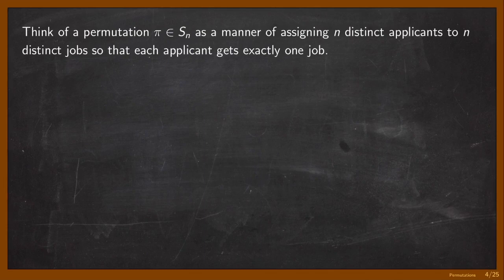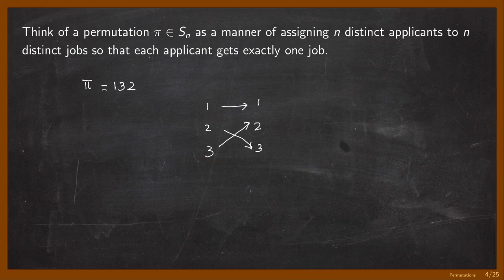We can think of a permutation pi, for example, in S sub n as a manner of assigning n distinct applicants to n distinct jobs so that each applicant gets exactly one job. For example, if you look at the permutation 1, 3, 2, you can think of this as a function, by the way, assigning 1 to 1, 2 to 3, and 3 to 2. The elements listed here are the images arranged in a particular order depending on the order of 1, 2, 3. For example, 1 is the image of 1, 3 is the image of 2, and 2 is going to be the image of 3.